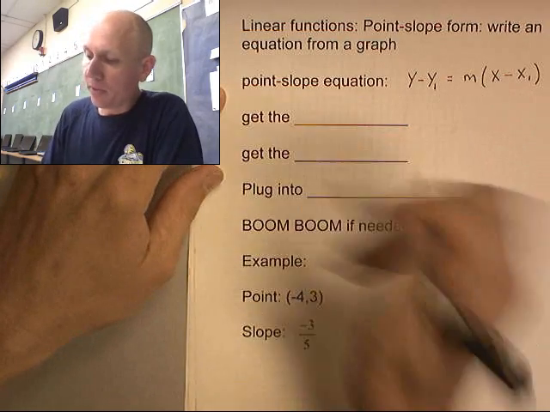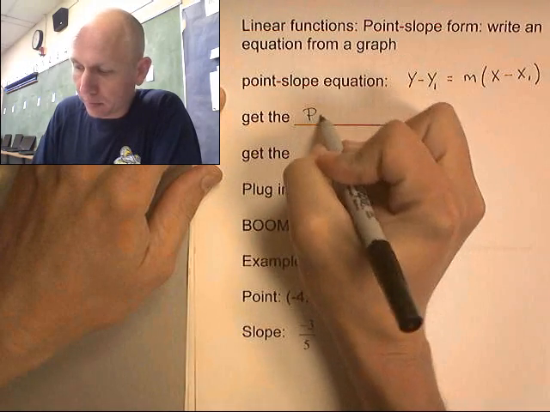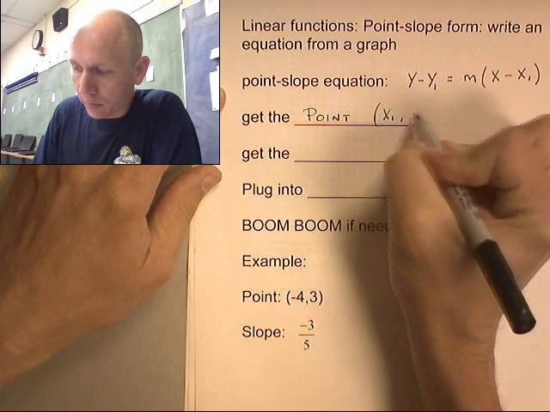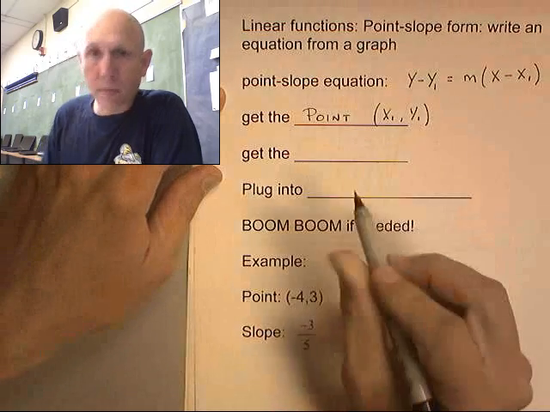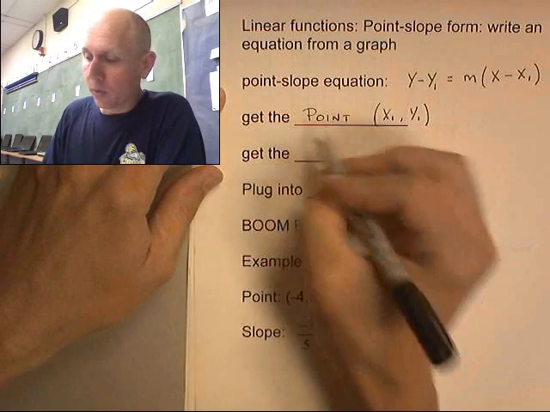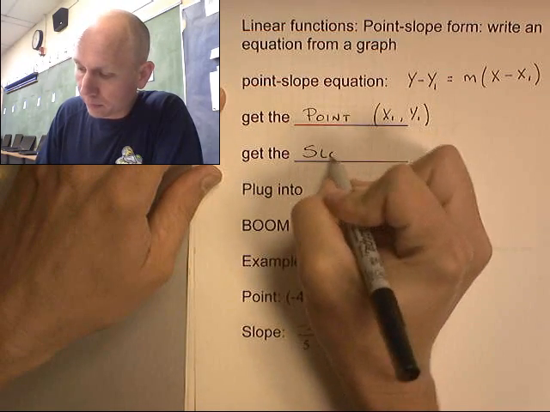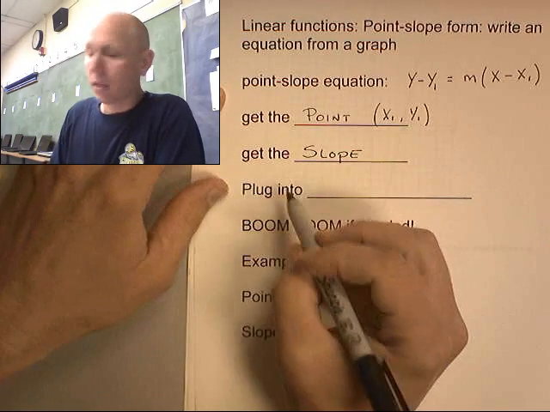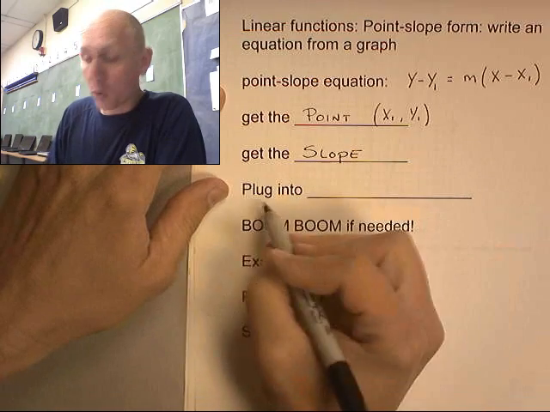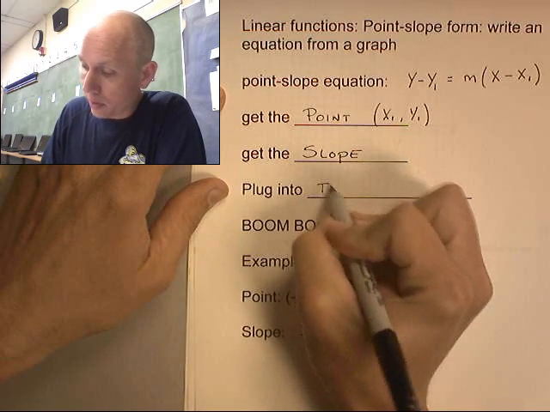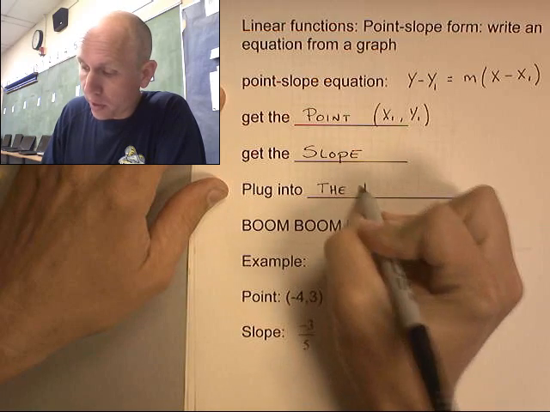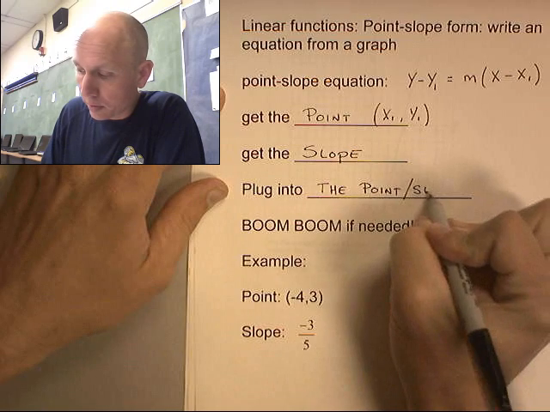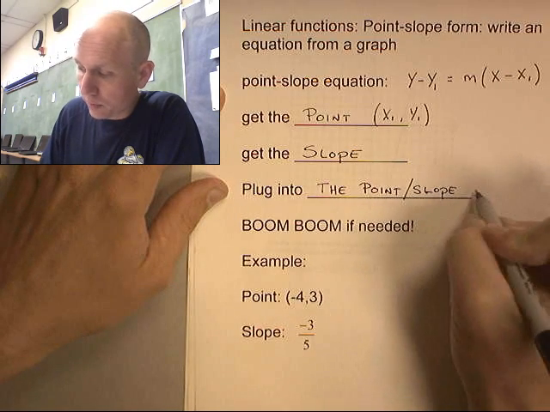So here's what we have to do. We have to get the point, so I'll start by finding the point. We'll also have to get the slope. We'll end up plugging it into the point-slope equation.